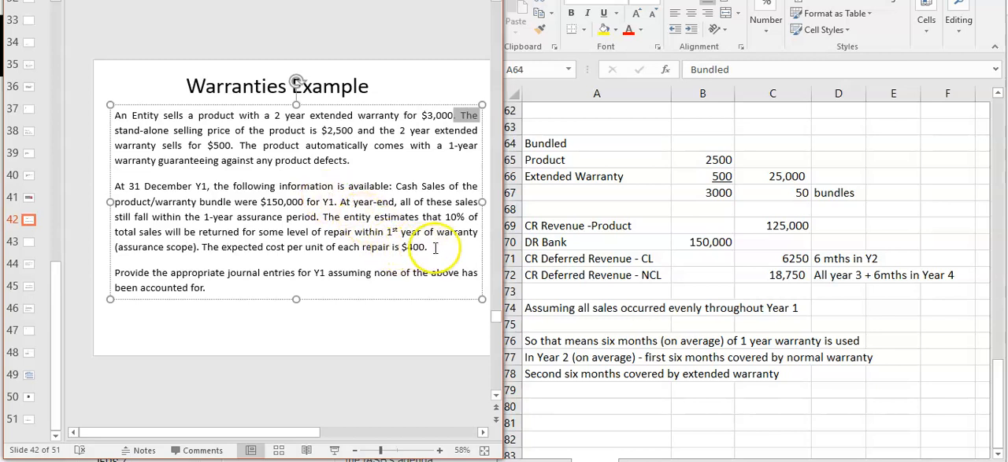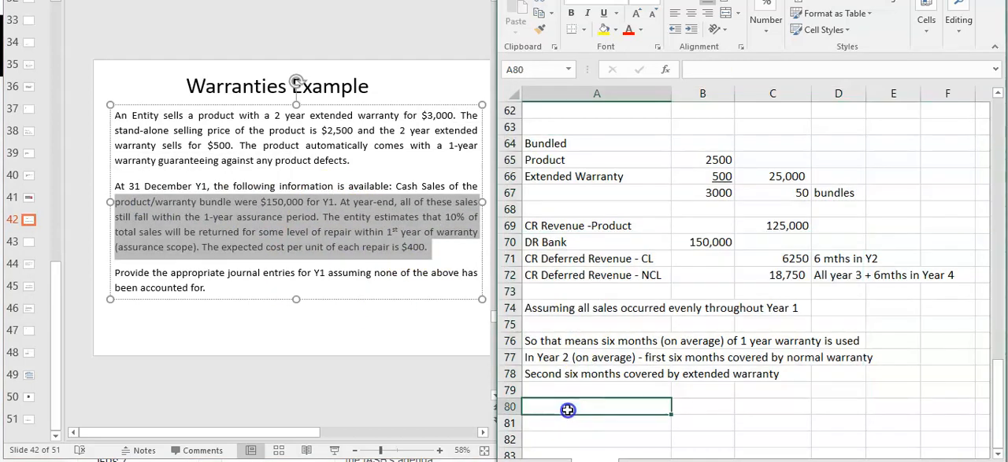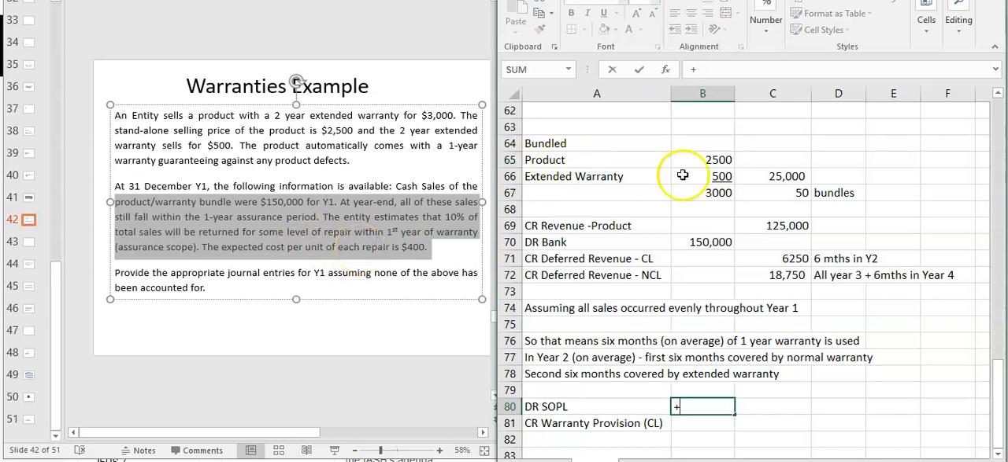For the other one, the assurance warranty, you're going to debit the SOPL and credit the warranty provision, which will be a current liability. And you're going to recognize that to be, you're told here, 10% of sales will be returned and a 500 unit. So we know there's 50 bundles sold. So 50 times 400 is 20,000.